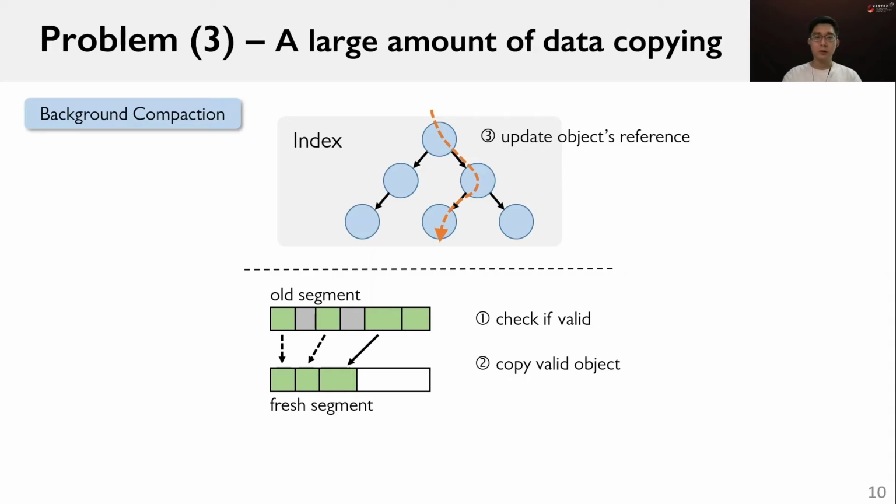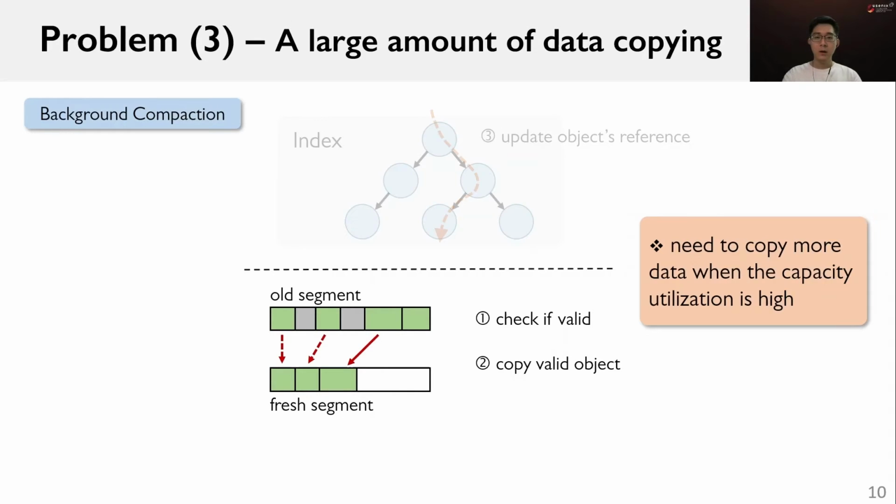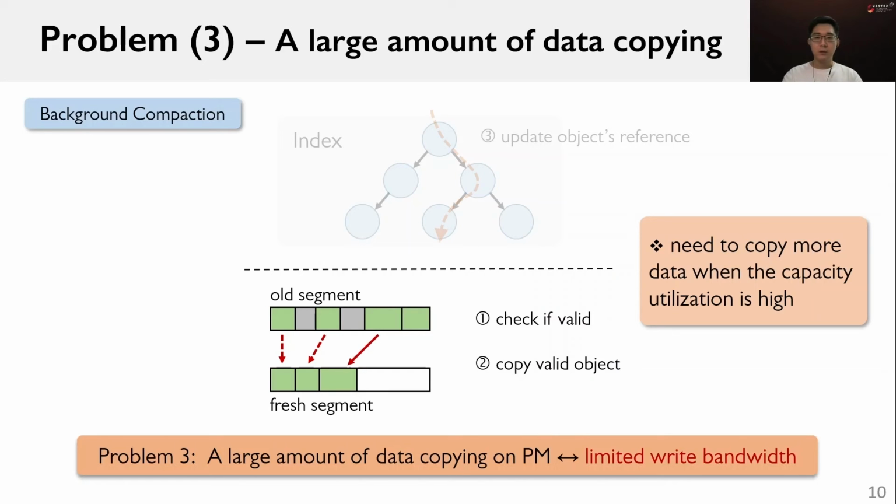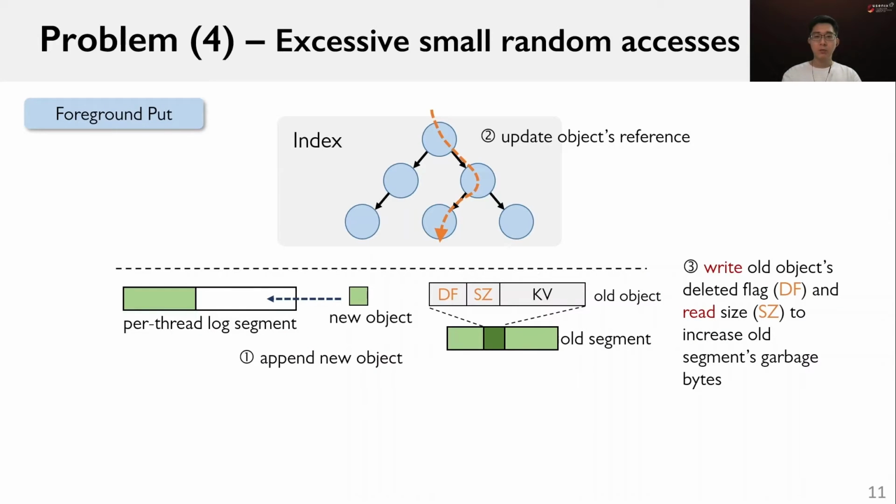The third problem is a large amount of data copying on PM. When capacity utilization is high, there is less garbage in the segment, so cleaners need to copy more data to reclaim space. However, this data copying in compaction will consume PM's limited write bandwidth and contend with foreground service threads.